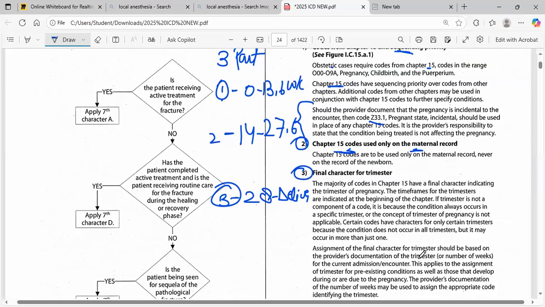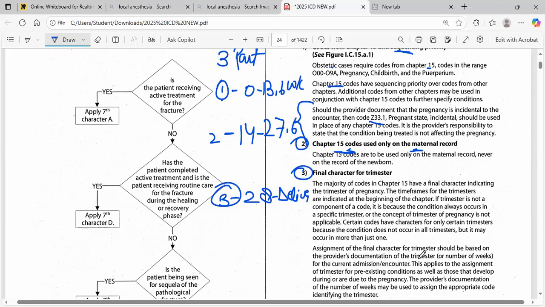As I already showed you, all or majorly our O series are divided based on the trimester, and the trimester is further divided based on the week of gestation. So you can see we do have the codes for the first trimester, second trimester, and the third trimester. You have to pick first trimester when there is a pregnancy ranging between 0 to 13.6 weeks of pregnancy. Second trimester is 14 to 27.6, and third will be 28 to delivery.